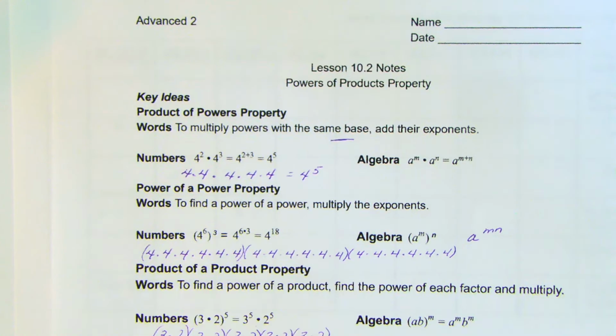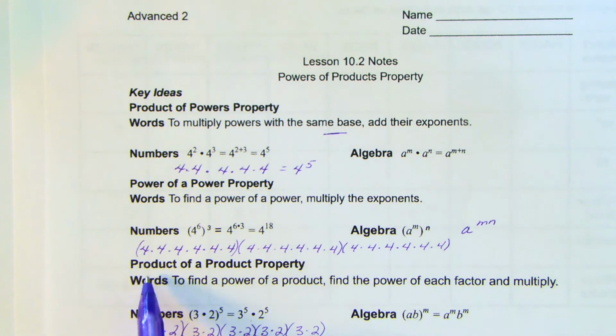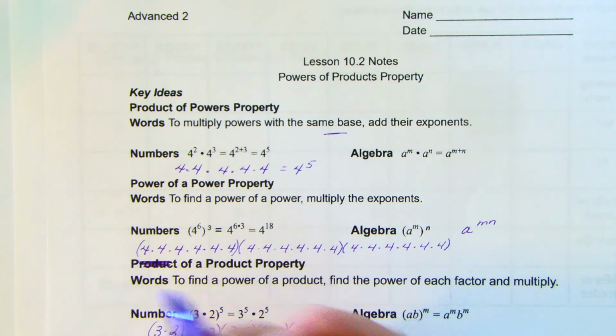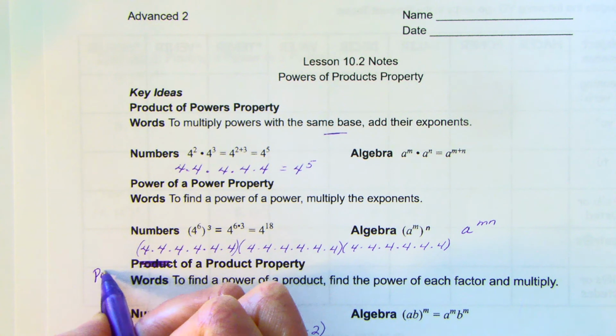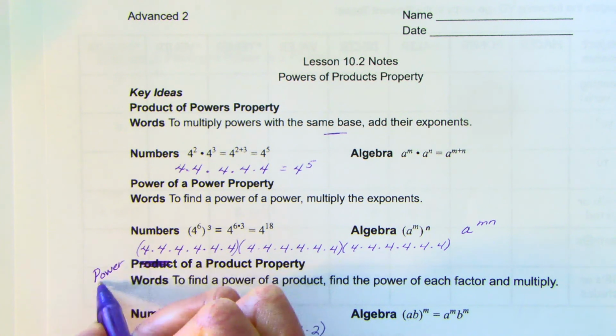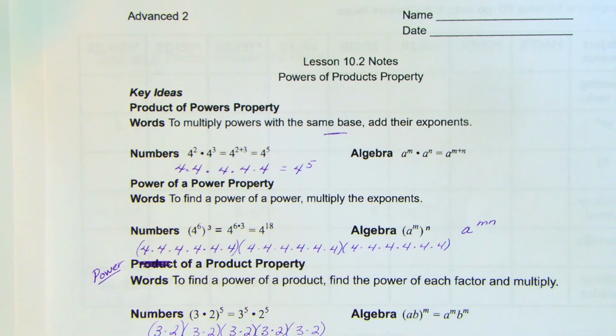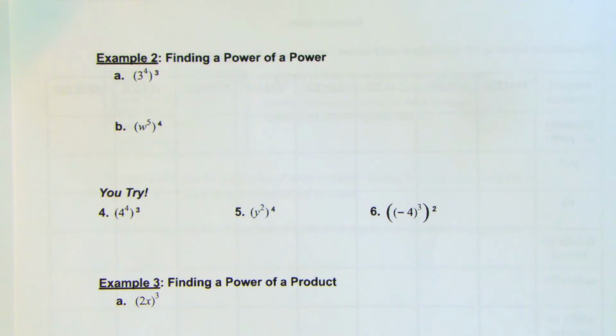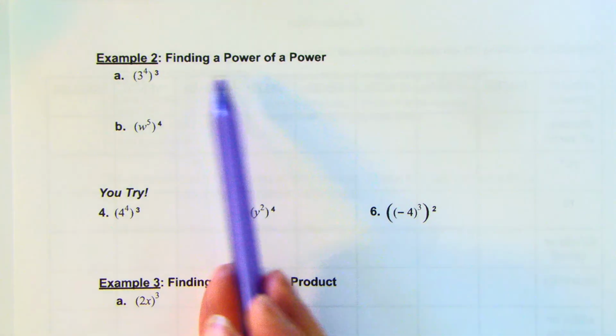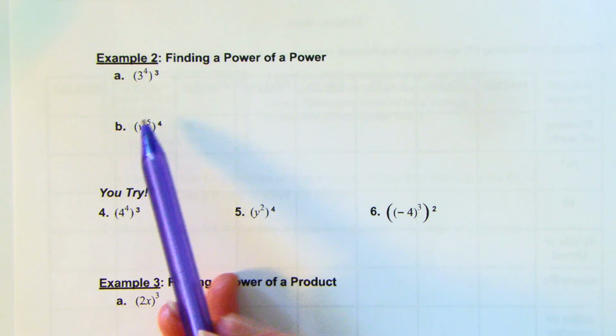Now, I am going to go back here. I've got a typo in my notes, so we need to change this. This should say the power of a product. So let's change that. Hopefully by the time you get your notes printed out, I will have changed it and you'll have the correct copy on Google Classroom. Okay, so finding a power of a power.